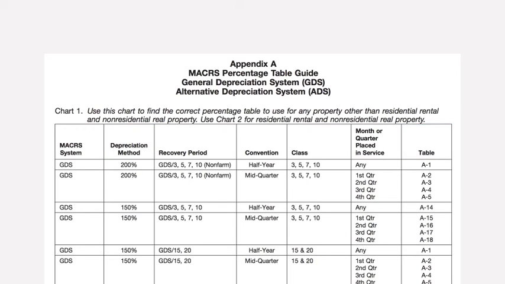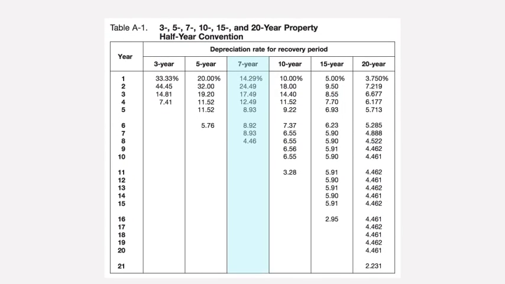So for a 7-year property, we would look to Table A-1, column for the applicable year the asset was placed in service and the related percentage. Then simply multiply the percentage by the cost basis, and the result is the amount of the depreciation expense. That covers what depreciation is and how to calculate it.